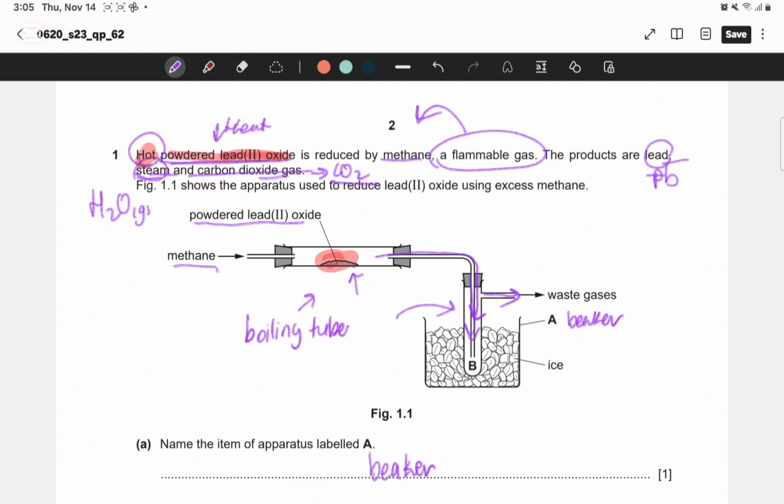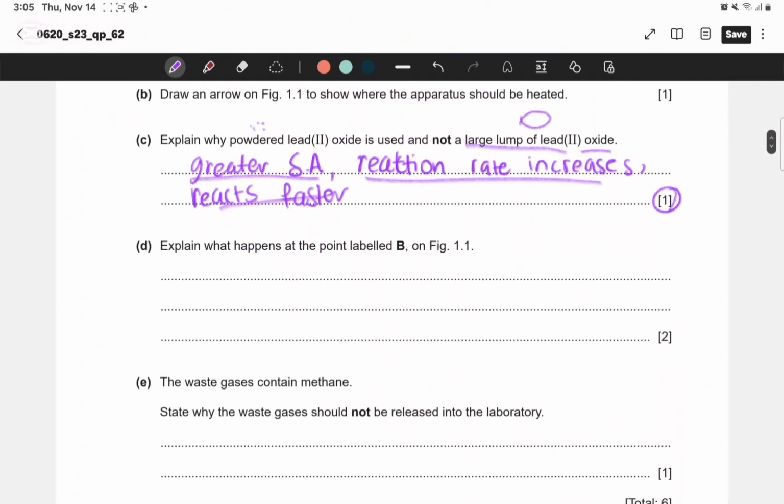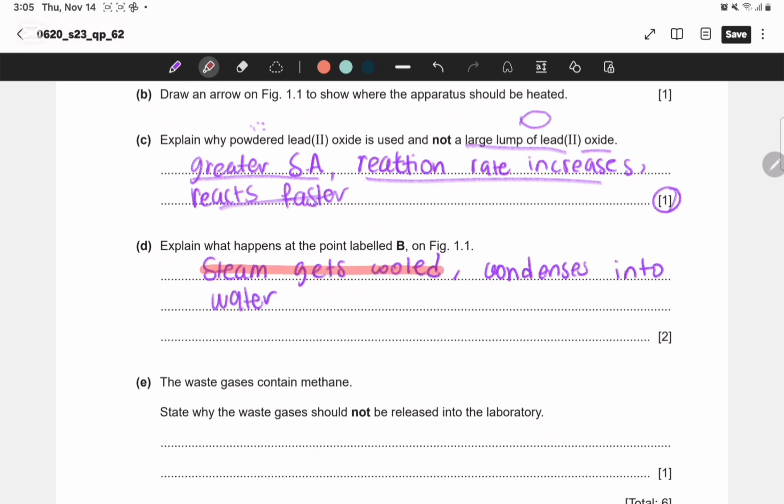Okay, so we can see down here the water, steam gets cooled and then condenses into water. So 1 mark here and 1 mark here, they need 2. Okay, so if you write these 2, you're going to get the full marks.